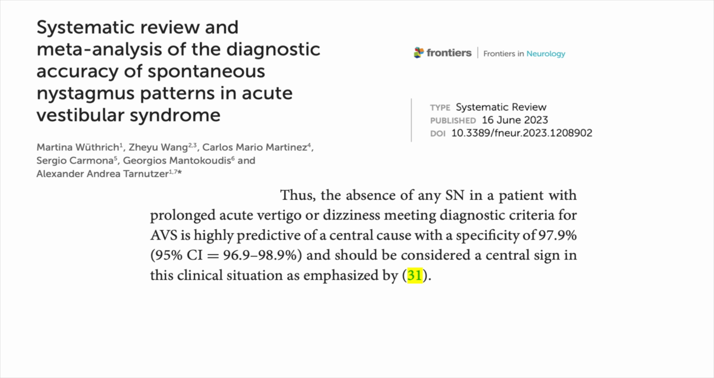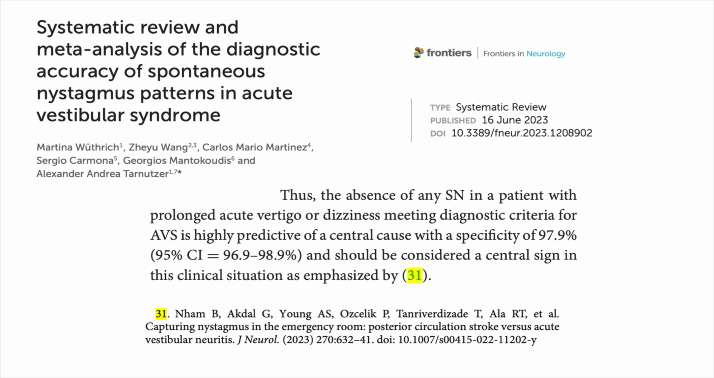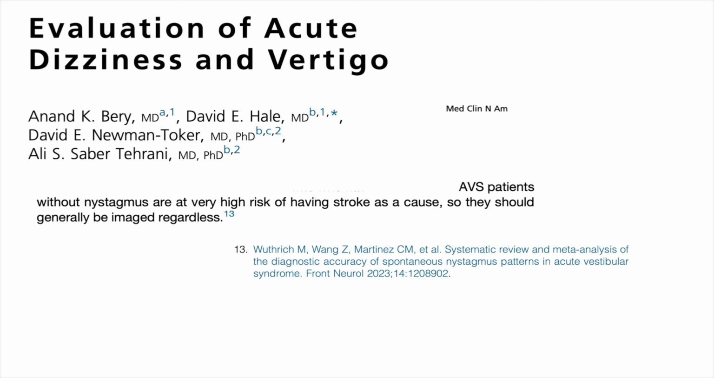It's because these little factoids can live a life of their own. Look at this statement from a paper a couple of years ago, where they state that in acute vestibular syndrome, a lack of nystagmus is a highly specific sign for a central cause, as emphasized by reference 31. And guess which reference that was? Yes, the paper we just looked at. And even just 3 months ago, Barry used Worthrich as a reference that acute vestibular syndrome patients without nystagmus have a very high risk of stroke and should be routinely imaged.